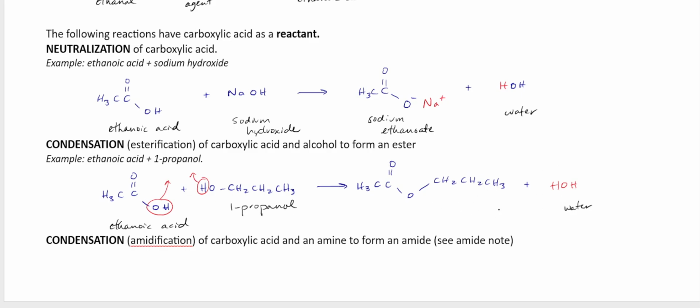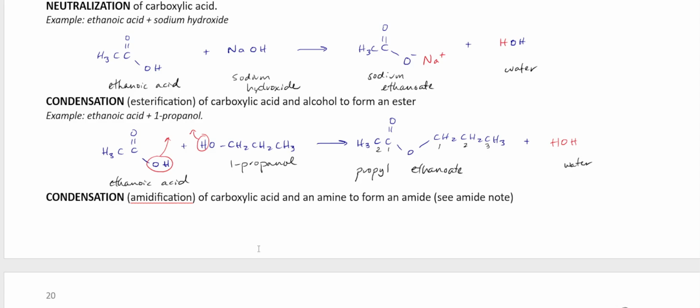This one's a little tricky right here because it's an ester. We're going to talk about how to name this in the next lesson, but we'll just give you a little preview. This portion came from the alcohol right here, and I've got 1, 2, 3 carbons that came from the alcohol. So I'm going to say propyl, and then I create a space, and now I've got 2 carbons from the acid, so then propyl ethanoate. Alcohol comes first, then carboxylic acid. There is another condensation reaction, amidification of a carboxylic acid and an amine to form an amide, but we'll look at that in the amide note. Okay, so that's it for carboxylic acids.